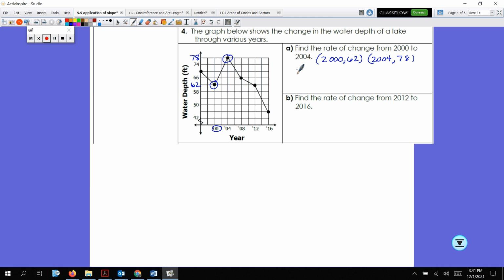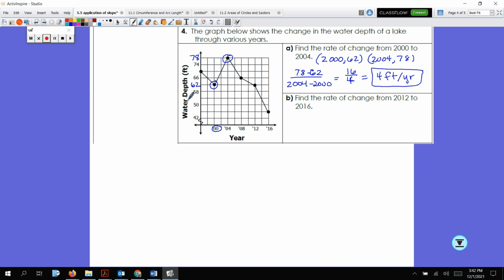All right, so 78 minus 62 over 2004 minus 2000. 78 minus 62, that is 16. 2004 minus 2000 is 4. When I divide those two, that is 4. So this is 4 feet per year. You want to make sure that your labels match the labels of your axes.